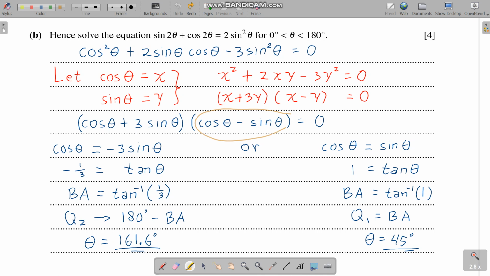And for the second factor equals 0, we move the minus sine theta to the right, so we get cos theta equals sine theta, and then we divide both sides by cos theta. And on the left we have only 1, on the right we have tangent theta, and the base angle is inverse tangent 1. And since the tangent theta is positive, we can only use the first quadrant value because between 0 and 180. So the first quadrant or the base angle value is inverse tangent 1, which is 45 degrees. So we have two solutions.